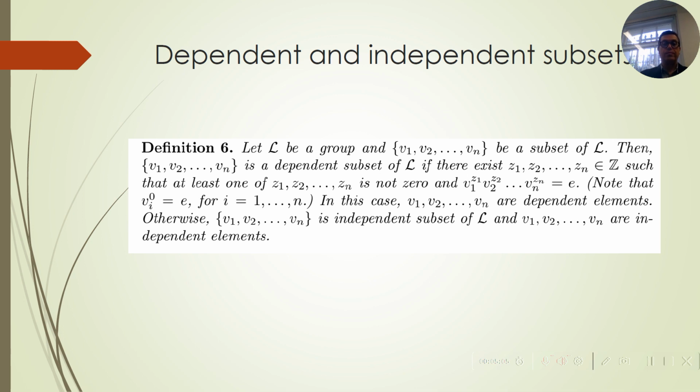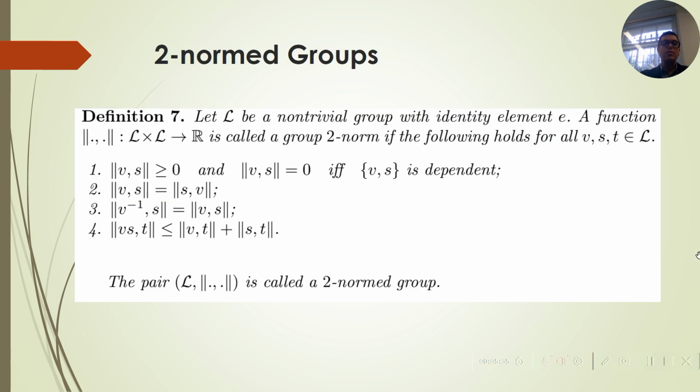We have one definition which is about dependent and independent subsets. Let L be a group and let this set of elements be a subset of L. Then this set is a dependent subset of L if there exist some integers such that at least one of them is not 0 and we have this condition. Otherwise, we say all these elements are independent.